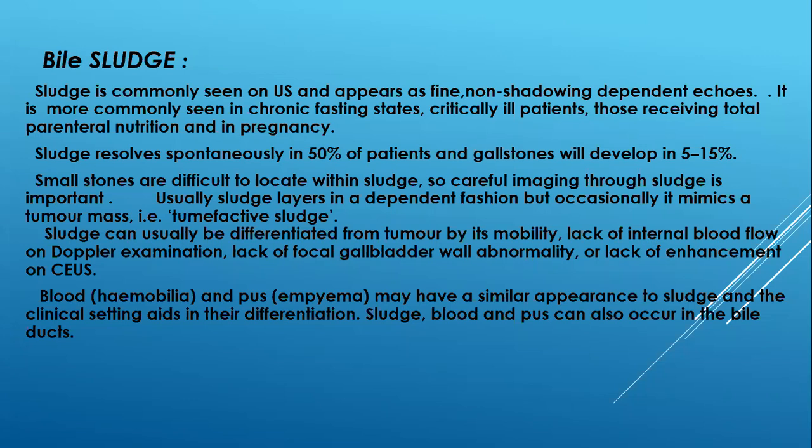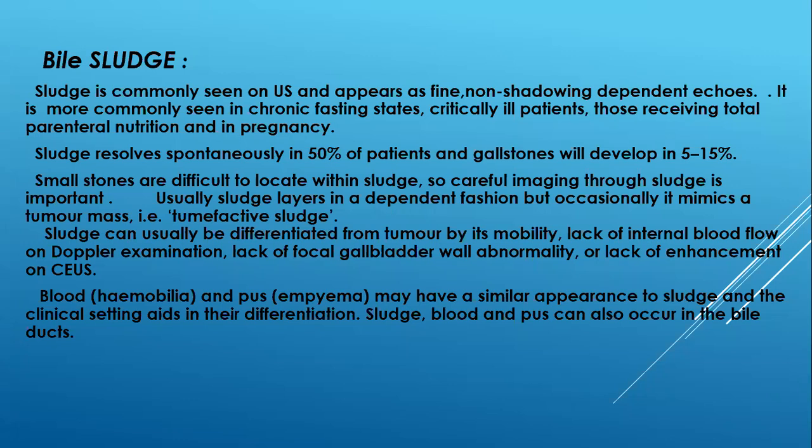Usually sludge layers in a dependent fashion but occasionally it mimics a tumor mass اللي هي tumor effective. اكو الفيتشر مالت السلاج اللي هو يتحرك يعني ويا الجرافيتي مالته، بس التومو افكتيف سلاج تكون ستيك على المكان واحد. Sludge can usually be differentiated from a tumor by its mobility, lack of internal blood flow on Doppler examination, and lack of focal gallbladder wall abnormality اللي هي thickness infiltration or lack of enhancement on contrast enhancing ultrasound.